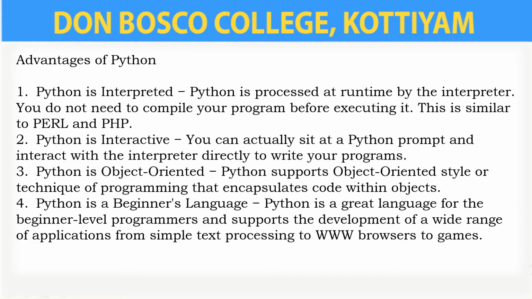Next is Python is interactive. Python is interactive means when we do programs in C and C++ in the editor, we use the compile icon to compile the program and the run option to execute the program. The compile option is used to translate the source code to object code, and the run option is used to execute the program. Here we do not require any of that.